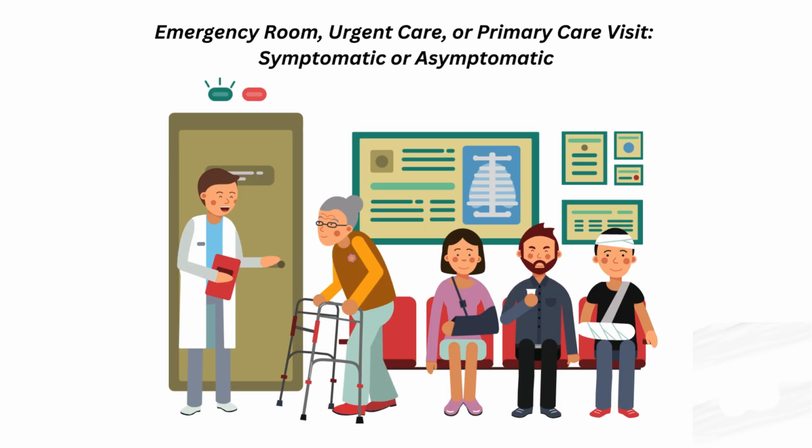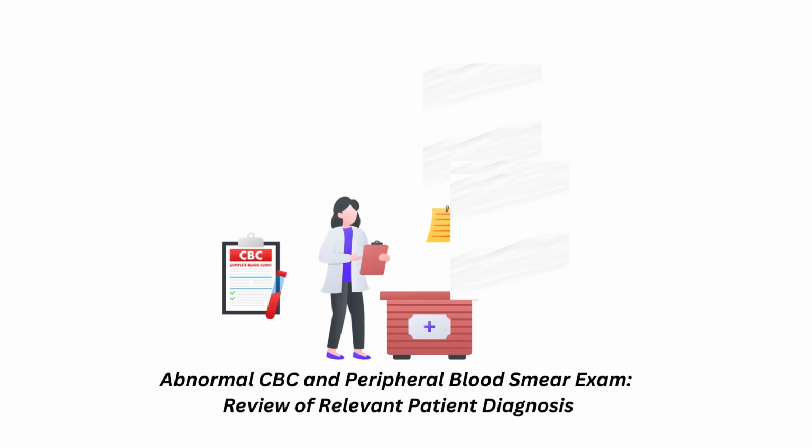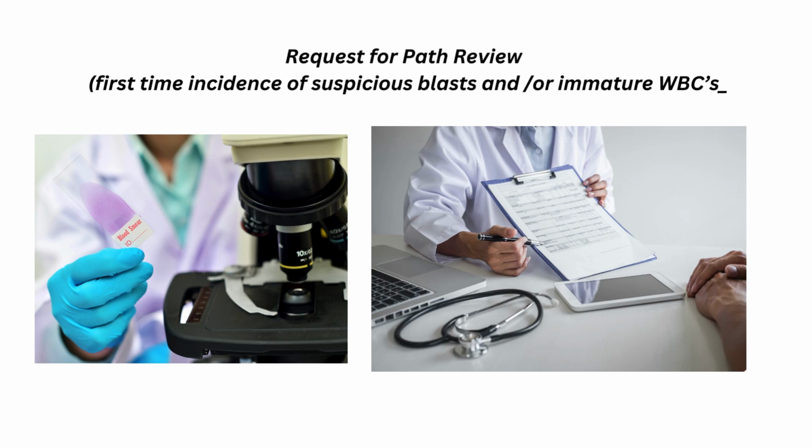Another key role is when a patient comes to the emergency room, urgent care, or primary care visit with or without symptoms. If we see suspicious immature white blood cells, suspicious for blasts, and there is no previous diagnosis of a leukemia or lymphoma, then we initiate a path review.